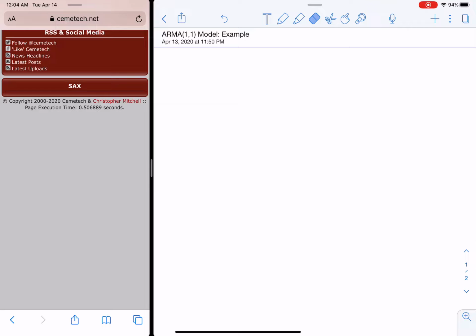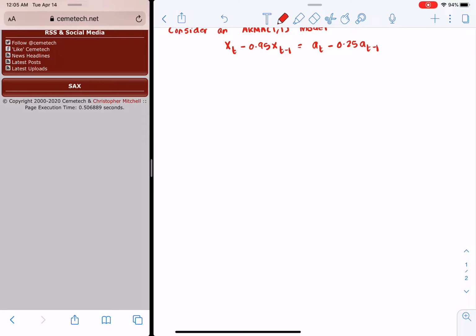Here is an example of an ARMA 1-1 model. So consider an ARMA 1-1 model, and let's say it is xt minus 0.95 xt minus 1 equals at minus 0.25 at minus 1. So naturally, just by looking at it, we will have theta 1 is 0.25 and phi 1 is 0.95.